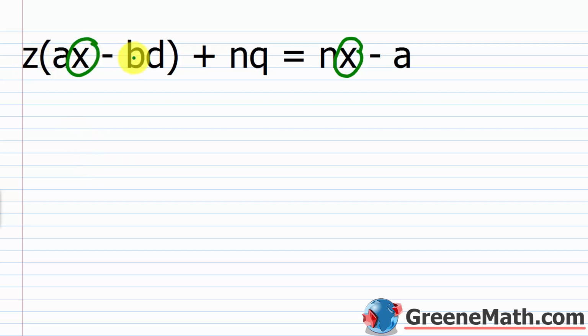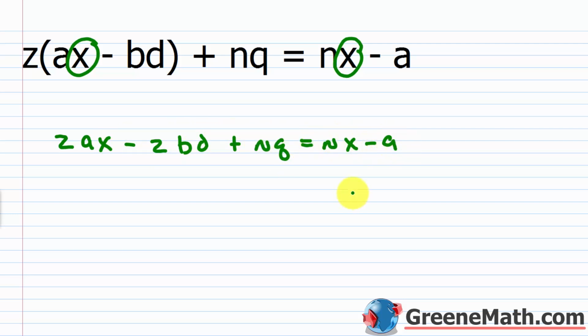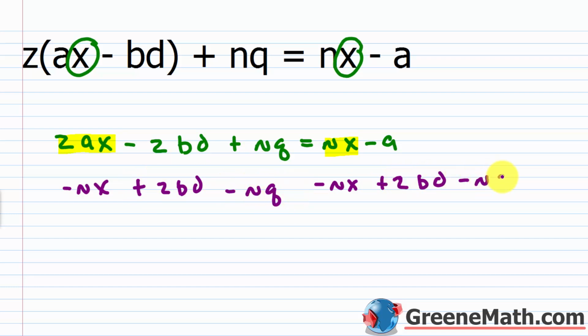So let's go ahead and distribute this z to each term inside the parentheses. So you would have zax minus zbd, then plus nq, and this is equal to nx, and then minus a. So I want this term and this term, because they each have an x involved, on one side of the equation. I want everything else on the other. So what I'm going to do is subtract nx away from each side of the equation, and I'm going to add zbd to each side of the equation, and then I'm going to subtract nq away from each side of the equation.